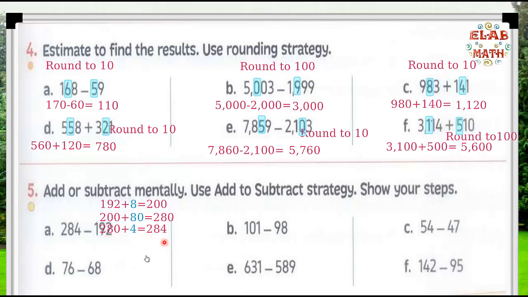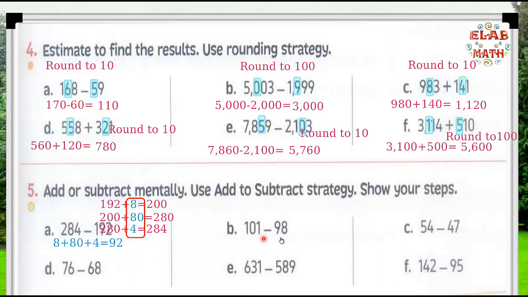Next step, take all the numbers here, make addition. 8 plus 80 plus 4 to find the difference. The difference is 92. 8 plus 80, 88, plus 4 equals 92. The answer, or the difference, is 92.